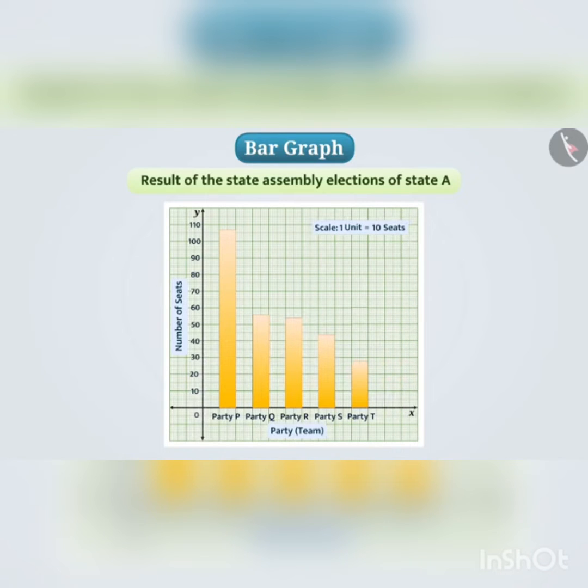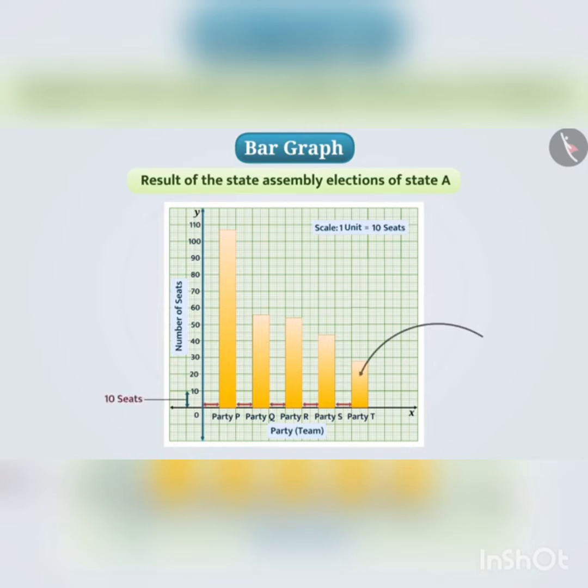In this bar graph, there is a horizontal line which we call the x-axis and the vertical line that we call the y-axis. Here, party is on the x-axis and the number of seats is on the y-axis. Simultaneously, the scale is also shown here, which tells us that 1 unit on the y-axis means 10 seats.